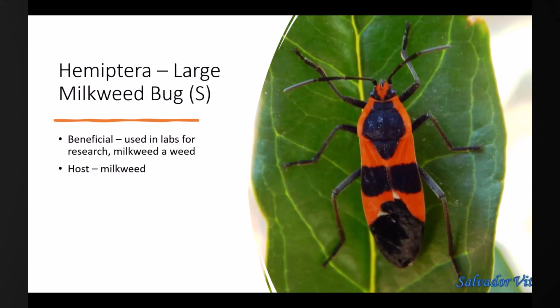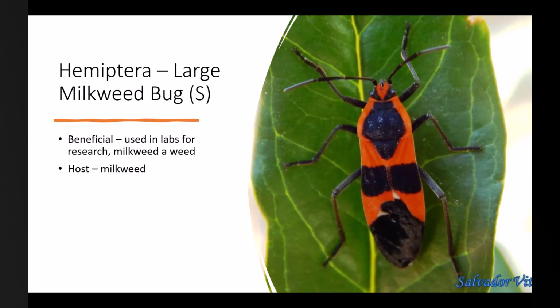The other reason why they might be considered beneficial, especially if you're a farmer, is that they will be found feeding on milkweed, which is a weed. Now, most of us think of milkweed as the food source for monarchs, but if you're a farmer, that's a weed that you really don't want in your crops.